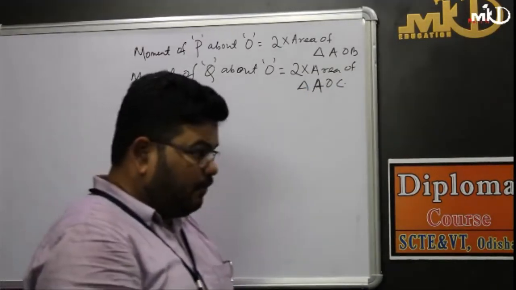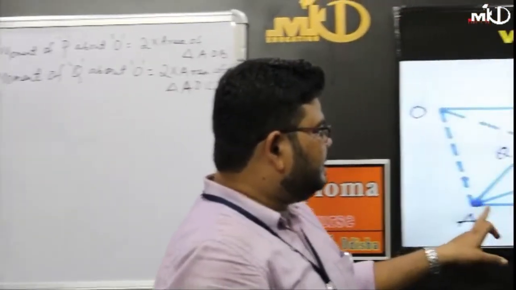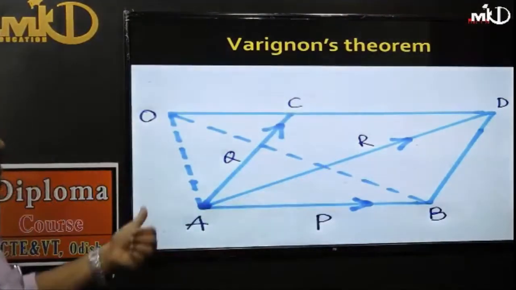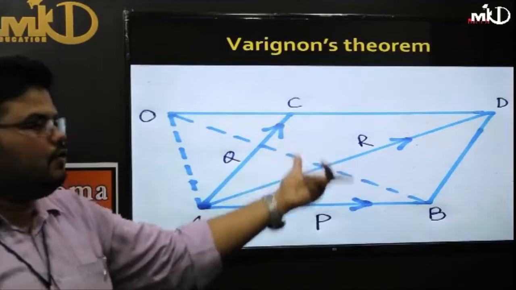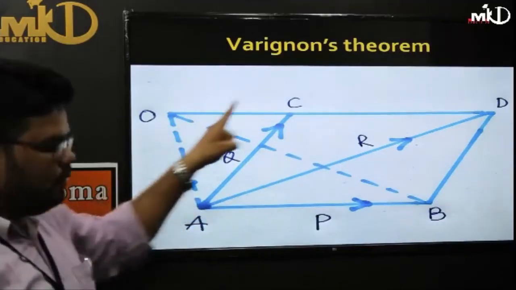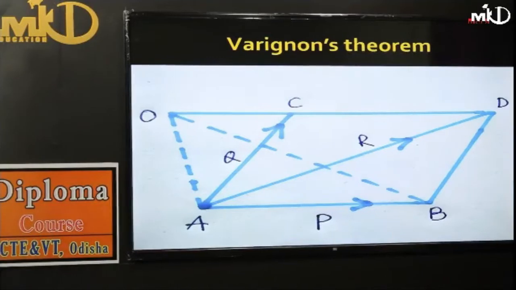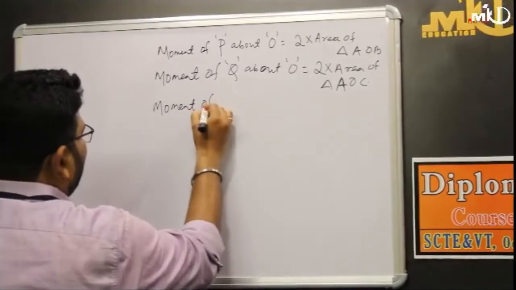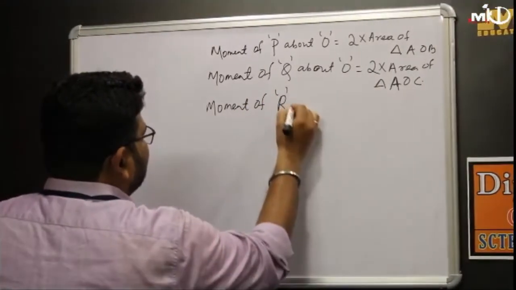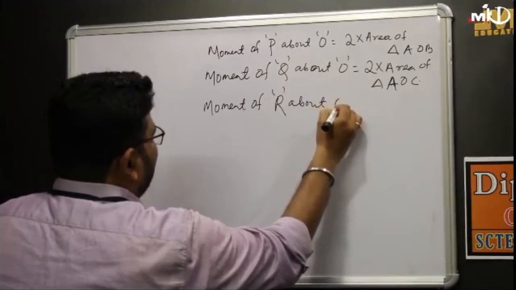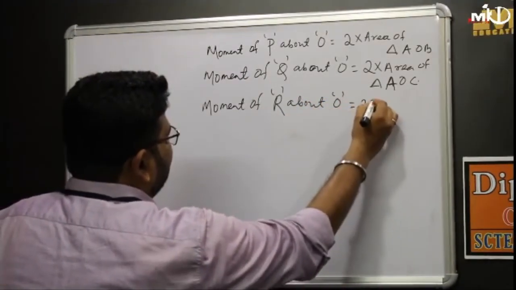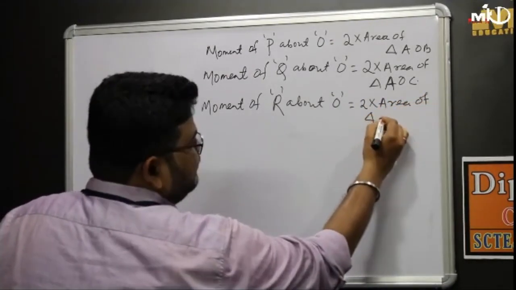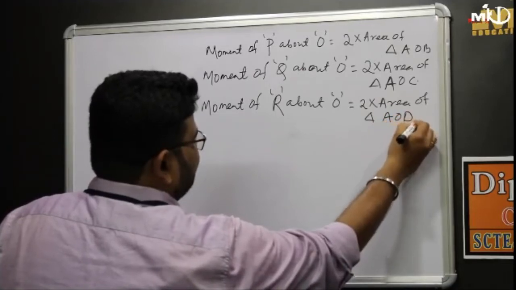Now it is time for the resultant. The resultant makes the triangle AOD. So the moment of this resultant R will be twice the area of this triangle AOD. We can write it like that also: moment of R about O will be equal to 2 times the area of triangle AOD.